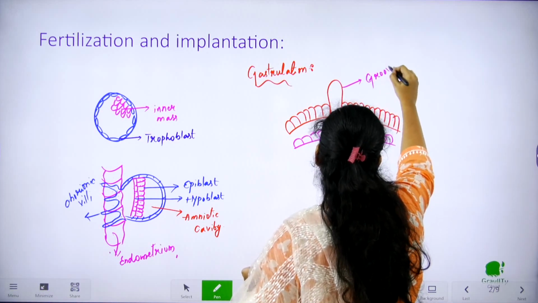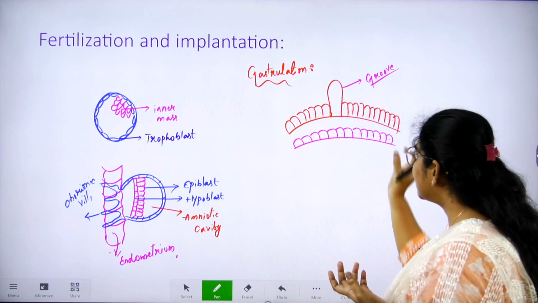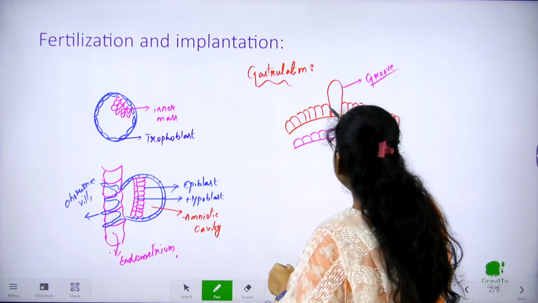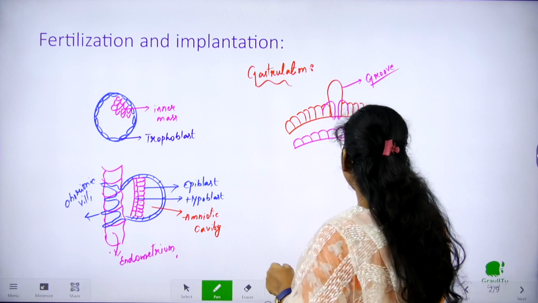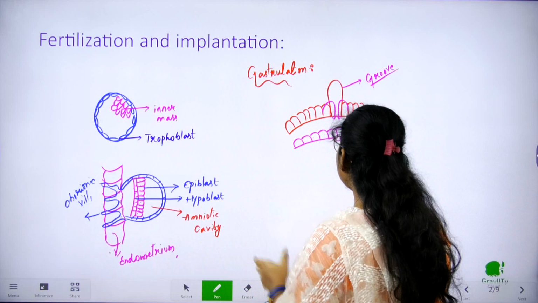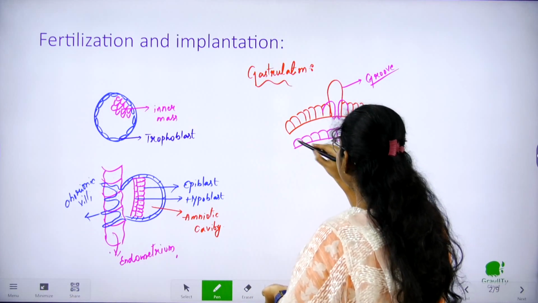So this is a groove. You call it the primitive pit, or it has different names. That is a small groove-like structure. Into that groove, the epiblast cells migrate and they enter and fill this space. They push the hypoblast cells down. They are forming a new layer of cells.